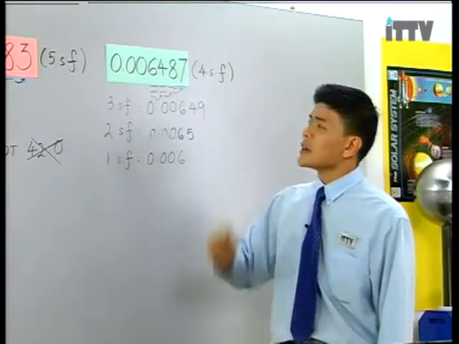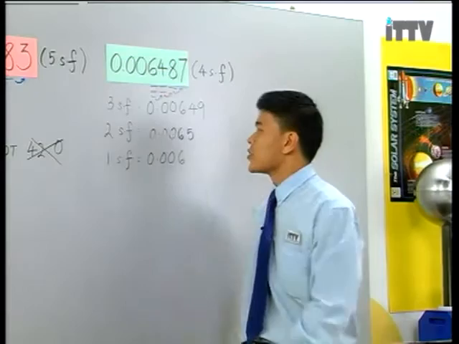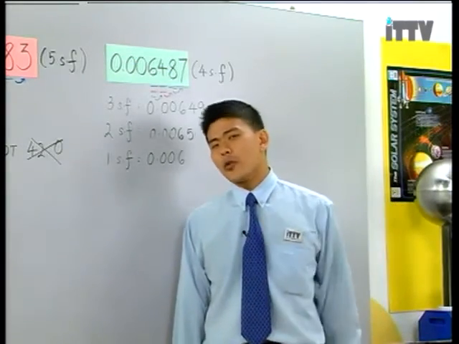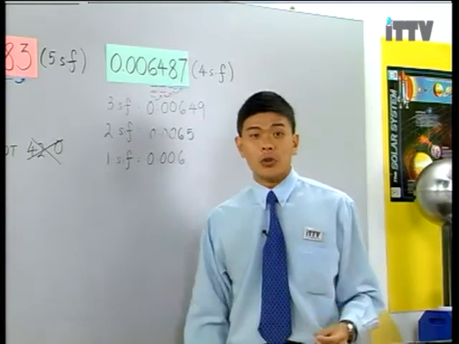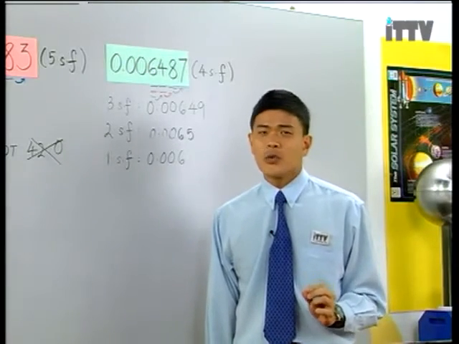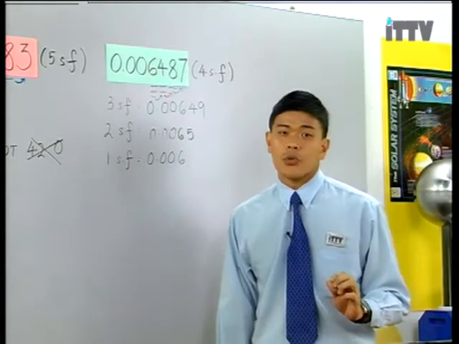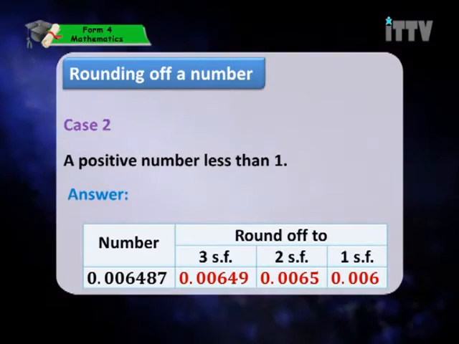So what can we say about significant figures? Although a certain number can be rounded off to many levels of accuracy, 1, 2, 3, 4, 5 significant figures, the most accurate will actually be the one with the most significant figures. But at certain times, to make calculations and computations easier, we need to adjust it to certain levels of accuracy that we would like. Alright, so the answer for case 2 is written on the board as follows.